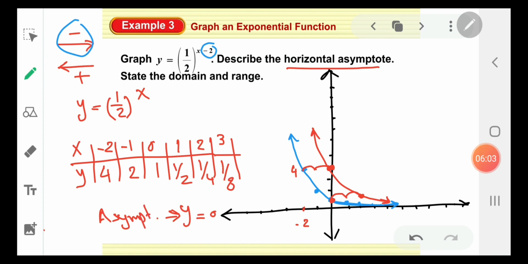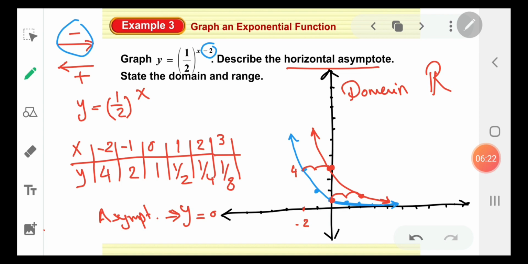For the domain and range, again, in horizontal translation, the domain and range stay the same. The domain is always all real numbers. This uppercase R represents all real numbers. You might use your own words, writing "all real numbers" as the domain.